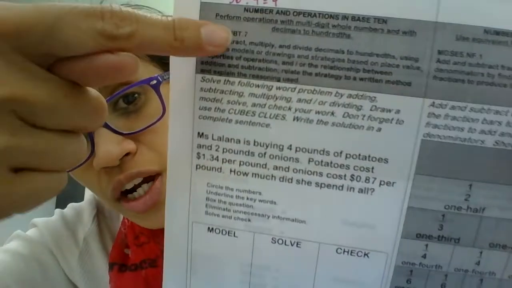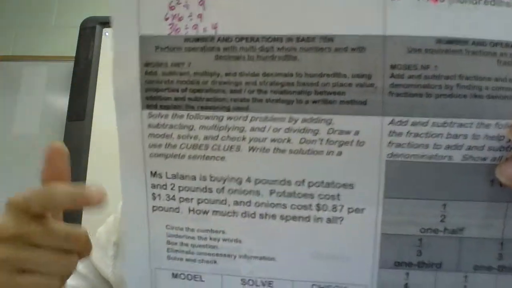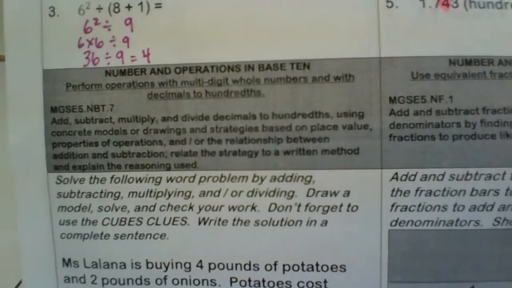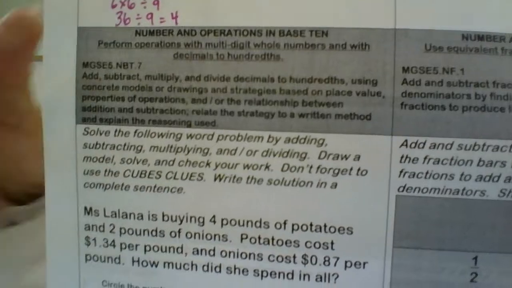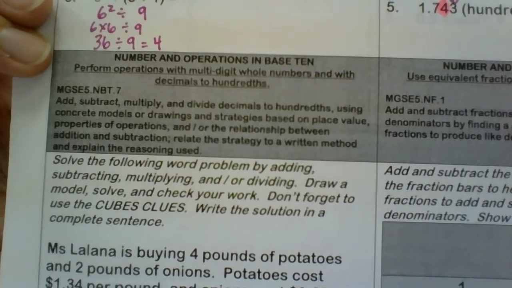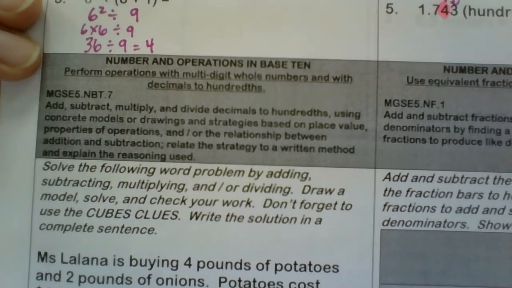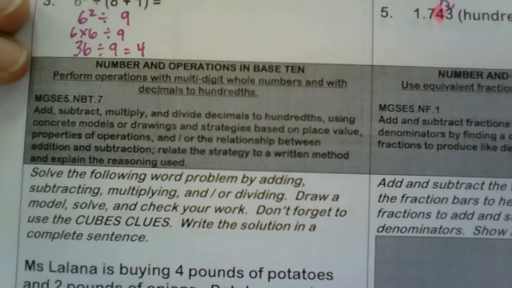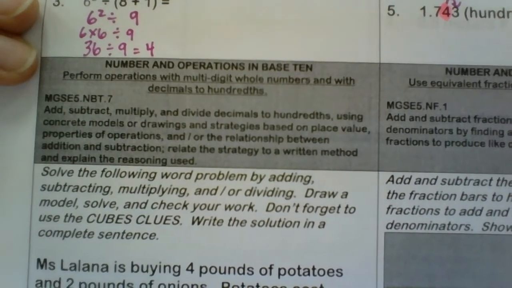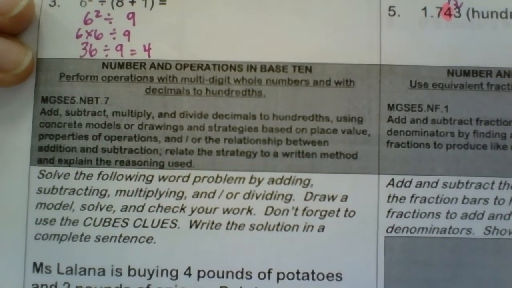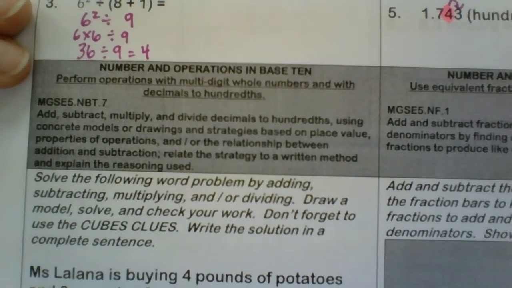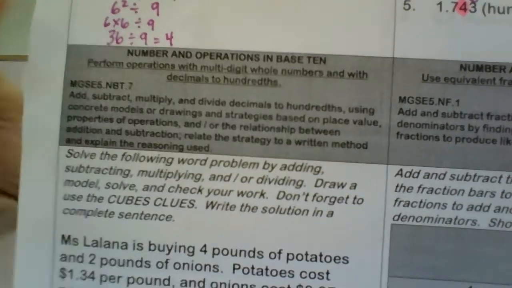We are working on this standard right here. Read it with me. Can you see it? I'll read it. It says, numbers and operations in base 10. Perform operations with multi-digit whole numbers and with decimals to hundredths. MGSE 5.NBT.7: Add, subtract, multiply, and divide decimals to hundredths using concrete models or drawings and strategies based on place value, properties of operations, and/or the relationship between addition and subtraction. Relate the strategy to a written method and explain the reasoning used.